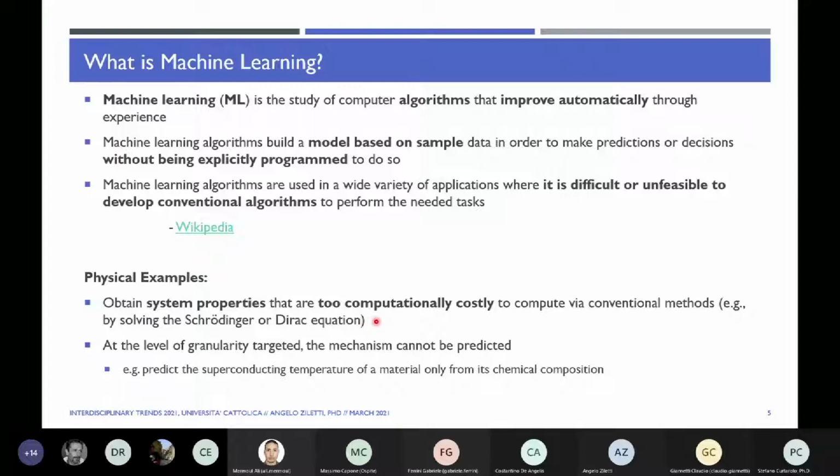And also you can see it in a way that at the level of granularity that you are interested in, the mechanism cannot really be predicted. So imagine that you want to predict the superconductive temperature of a material just with chemical composition. I'm not saying that this is possible with machine learning. I'm just saying that machine learning can be useful where a clear algorithm to go from the input to the output is not really available.